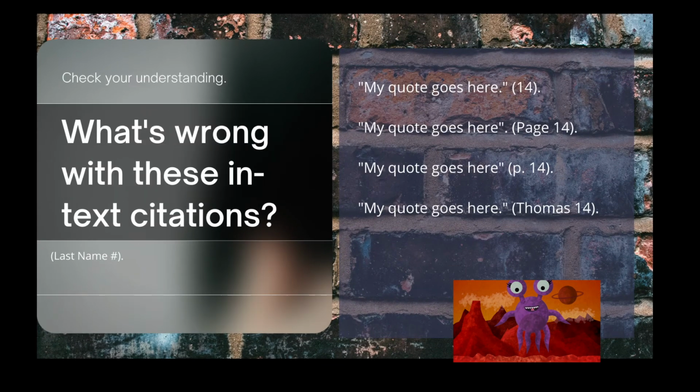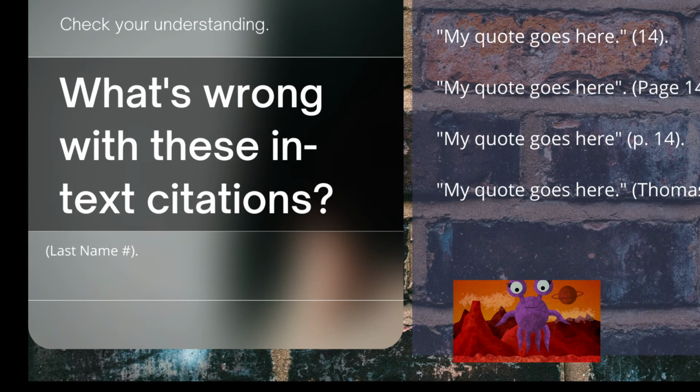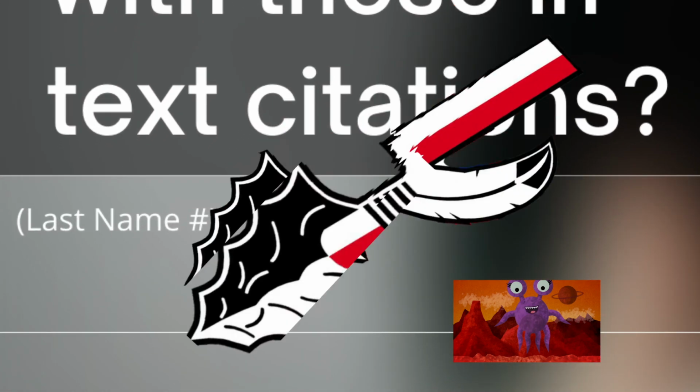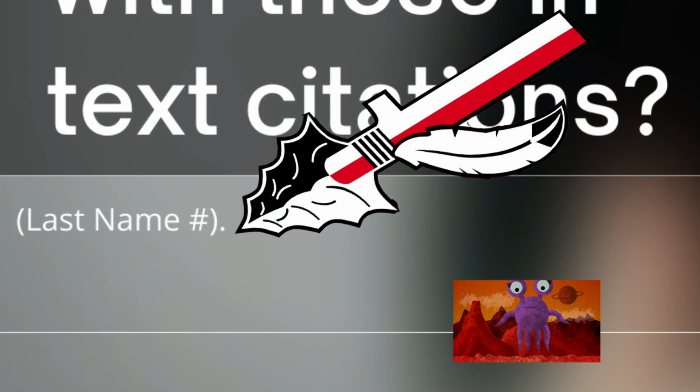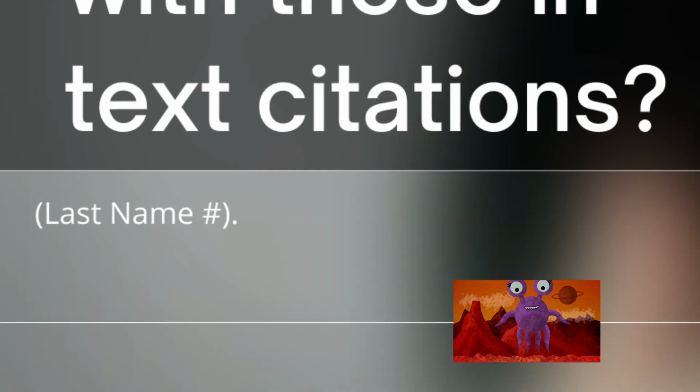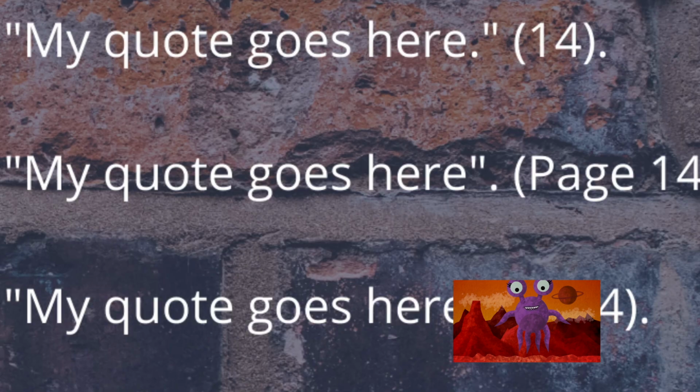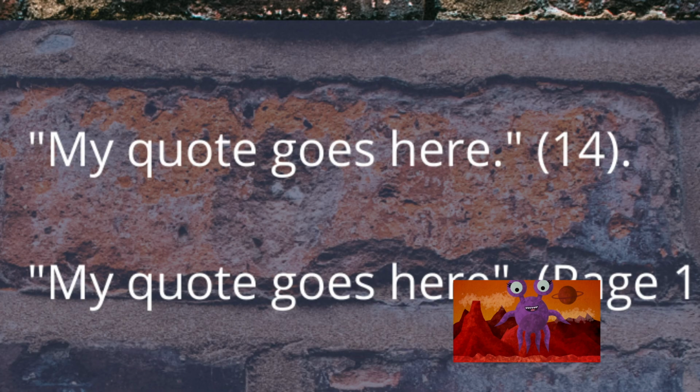All right. So let's look at ones that weren't done correctly and see if you can figure out what's wrong with them. All right, so here's what I'm supposed to be doing. My last name and page number is all I need. And so let's look at what's wrong with these, because these are the common ways that I see students using in-text citations. So pretend like the quote is here. What's wrong with this one? Well, a couple things. I'll give you a second to think about it.